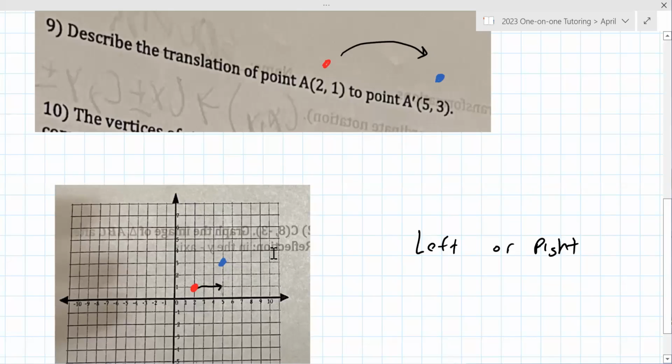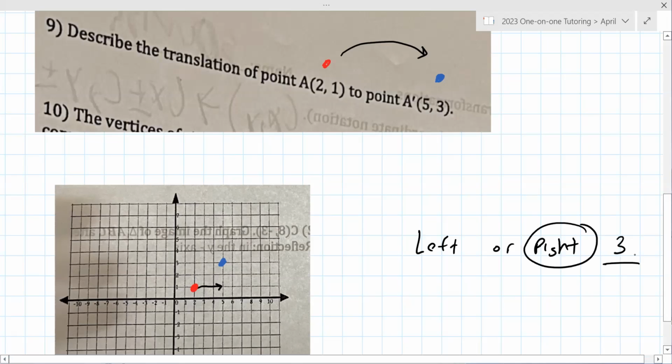I'm asking you to count, Sourish. Can you see my screen? 1, 2, 3. So right, how many? 3 spaces. Good. Next is up or down.